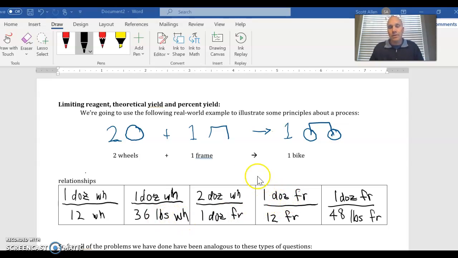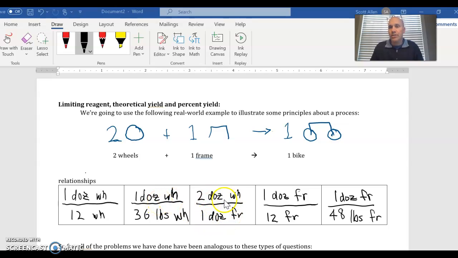We could do the same thing with frames. A dozen frames is 12 frames, and a dozen frames would weigh about 48 pounds. These two relationships are analogous to the mole relationships that we use in chemical equations, where a mole of something is always 6.02 times 10 to the 23rd, just like this one right here. And then we could say, if you had that many of something, how much would it weigh? That's analogous to this relationship right here.